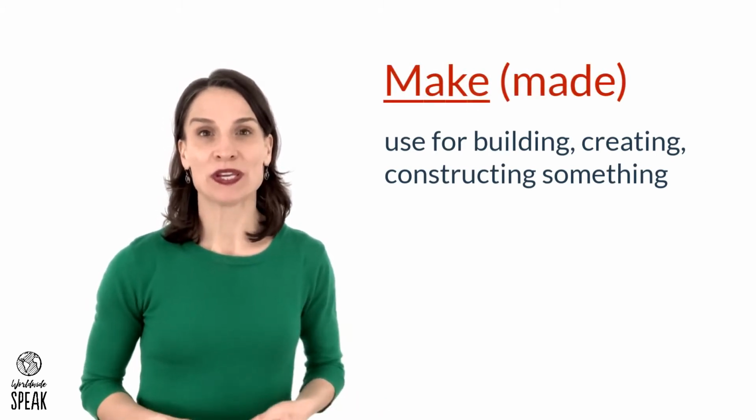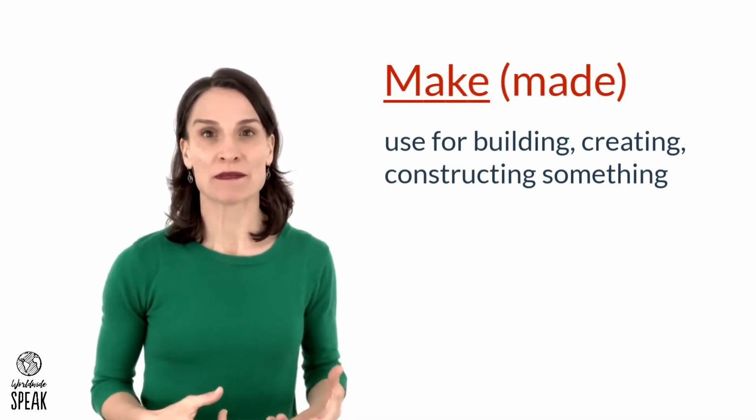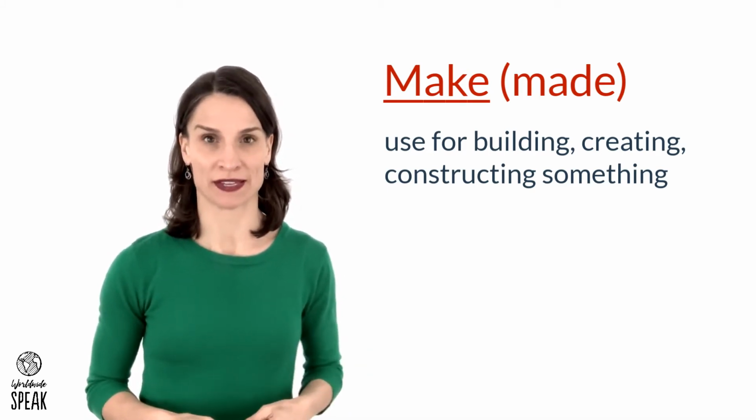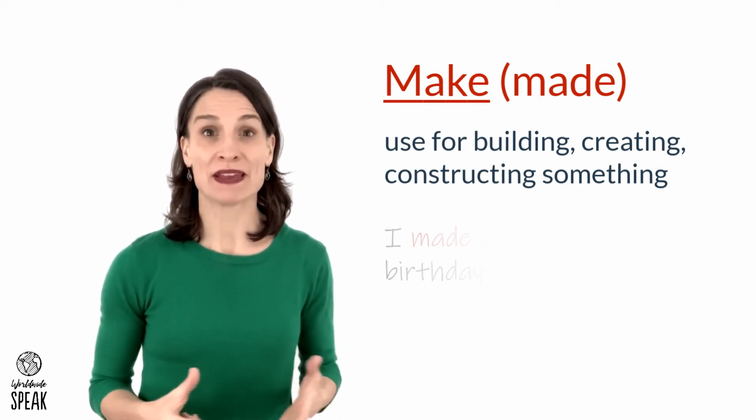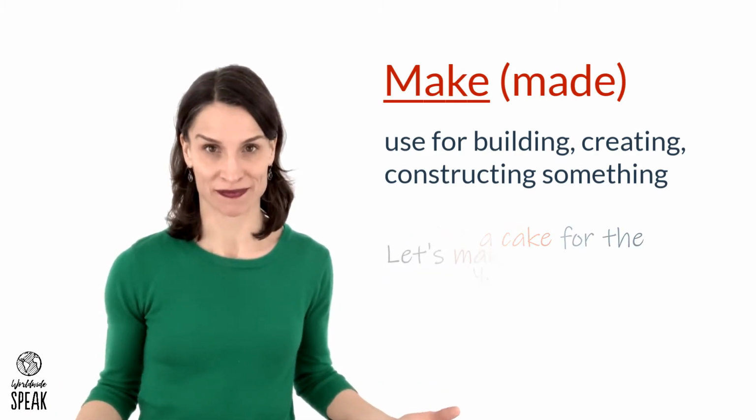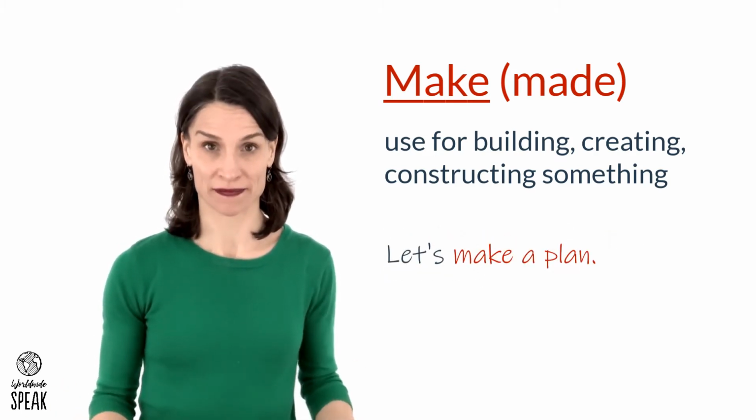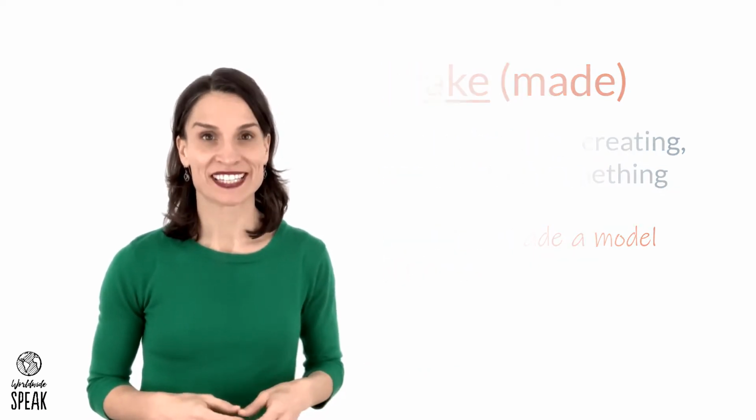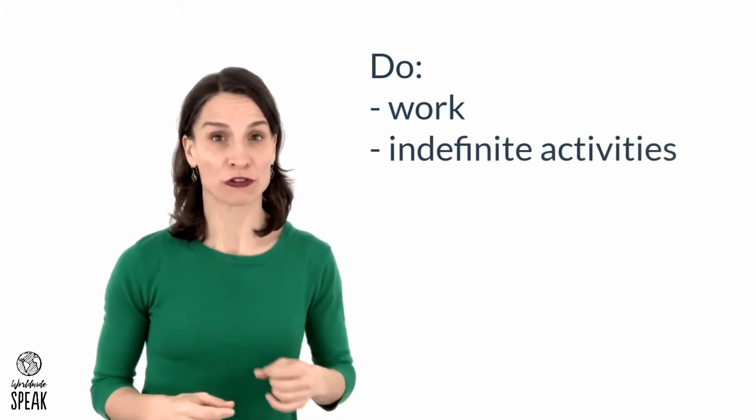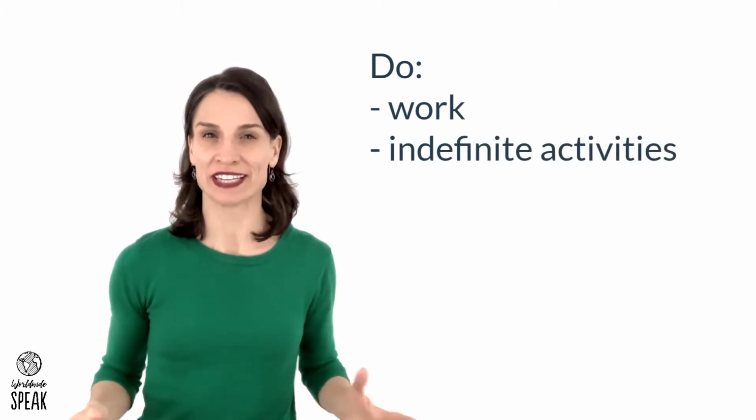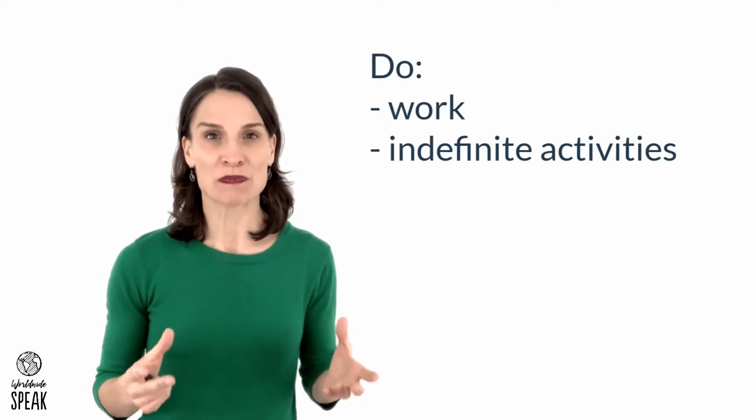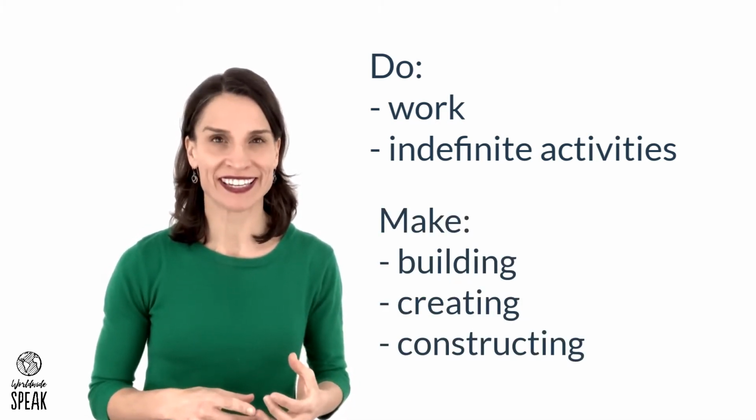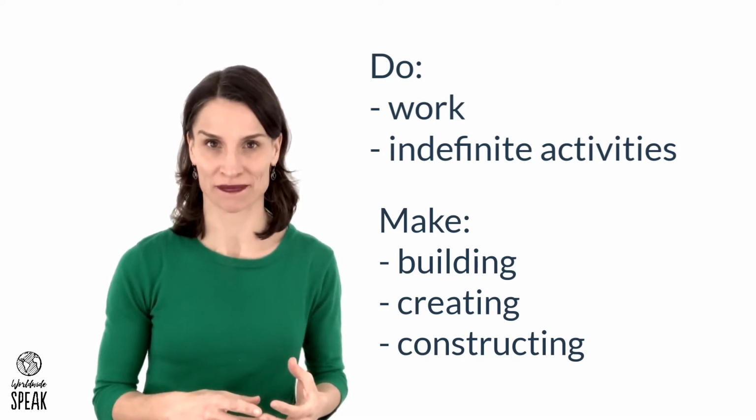In contrast, we use make when we're thinking about building, creating, or constructing something. For example, I made a cake for the birthday. Let's make a plan. My sister made a model airplane. So we use do for work and indefinite activities, and we use make when we think of the activity like building, creating, or constructing something.